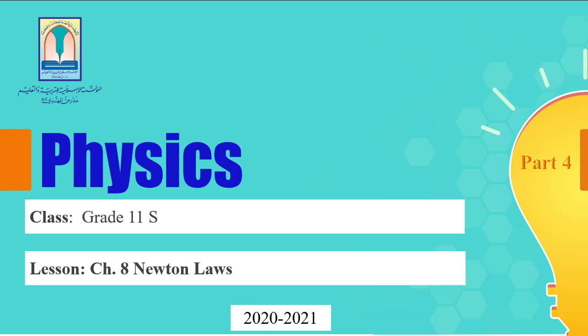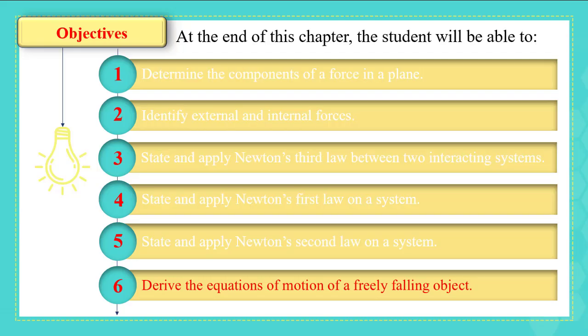This is the fourth video of Chapter 8, Newton's Laws. At the end of this video, you're going to be able to derive the equations of motion of a free falling object, mainly on the vertical launching.